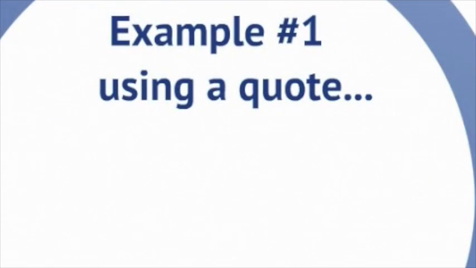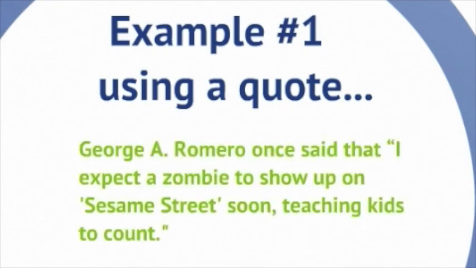So let's look at using a quote as a hook. If I'm going to do my essay about zombies being excellent pets, I might start with a quote like this. George A. Romero once said, "I expect a zombie to show up on Sesame Street soon, teaching kids to count." And I'm going to be able to tie that into the introduction and then go into the thesis.